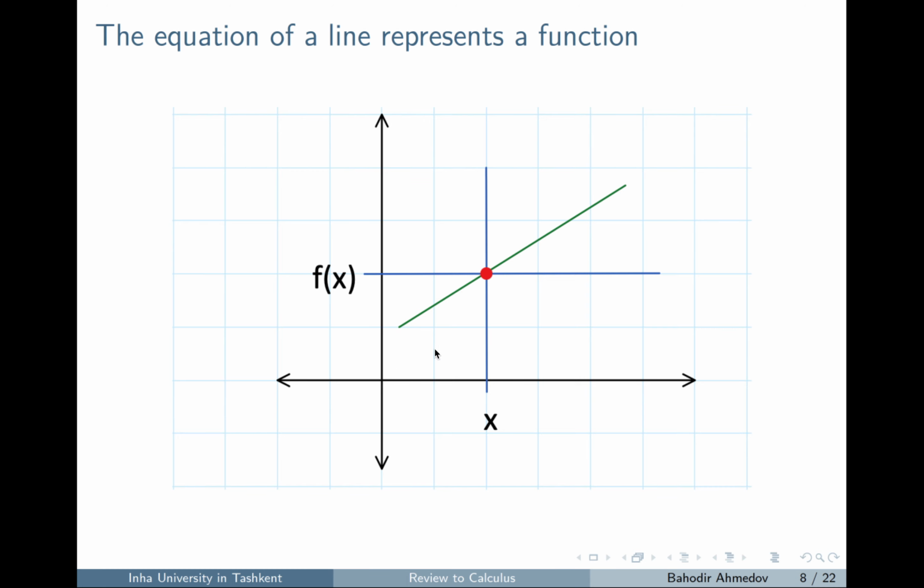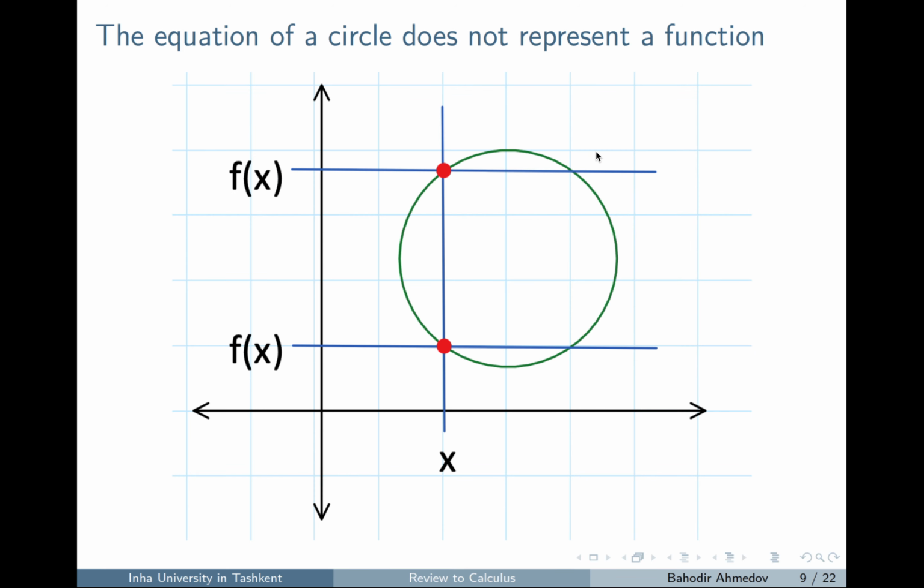So no matter where I put the vertical line, it's going to intersect this line only once, right? At most once. At the same time, the equation of the circle is not a function, because for example, if I intersect the circle at this point with this vertical line, it's going to intersect the circle at 2 points, right?